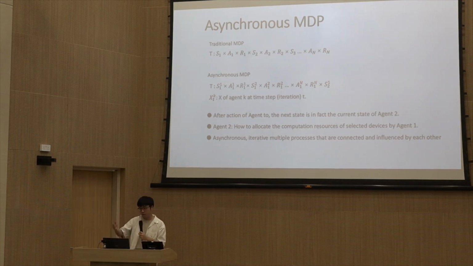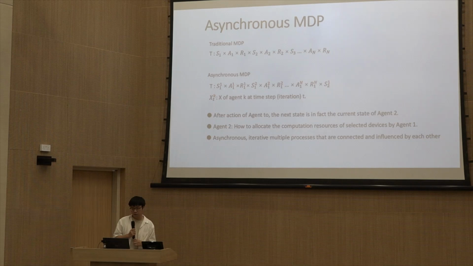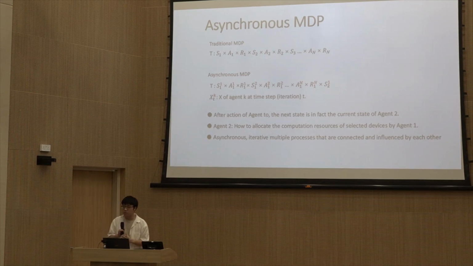And we do this round over and over again. However, in the synchronous MDP, things are quite different, because when agent 1 selects the action and we give it a reward, it will jump to another state. But this state is not the next state of this agent. This is the current state of agent 2.